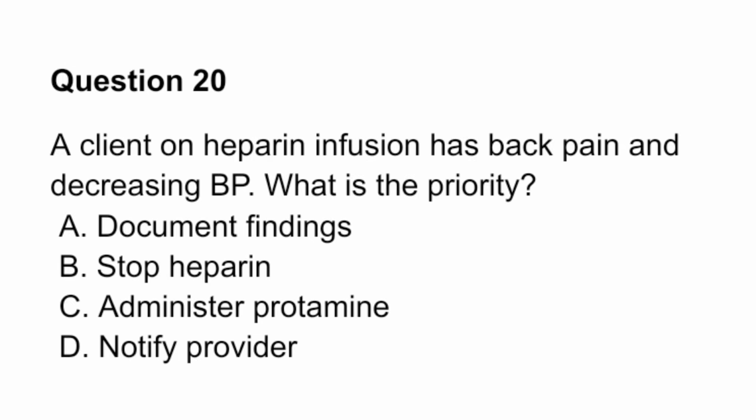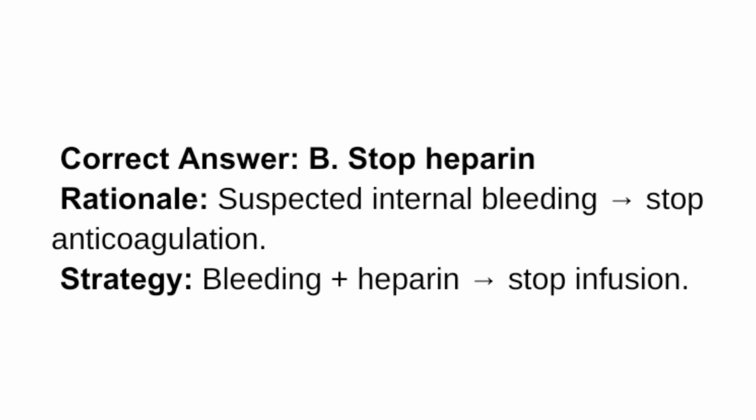Question 20. A client on heparin infusion has back pain and decreasing BP. What is the priority? A. Document findings. B. Stop heparin. C. Administer protamine. D. Notify provider. Correct answer, B. Stop heparin. Rationale: suspected internal bleeding, stop anticoagulation. Strategy: bleeding plus heparin, stop infusion.